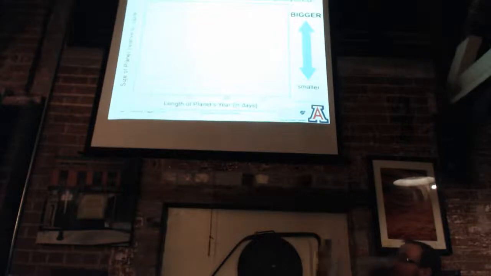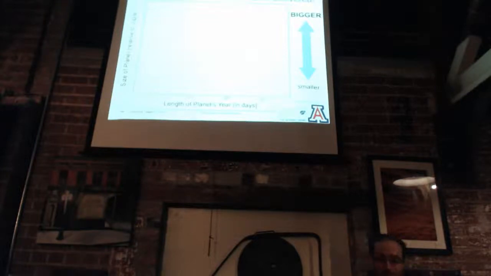So this plot here, which is blank at the moment, shows on the horizontal axis the length of a planet's year. So how long does it take a planet to go once around its host star? And on the vertical axis, the y-axis, how big is the planet relative to Jupiter? And so we can put some solar system planets up here. Up there in the upper right, we've got Jupiter because it's very far from the sun. It takes a long time to go around.